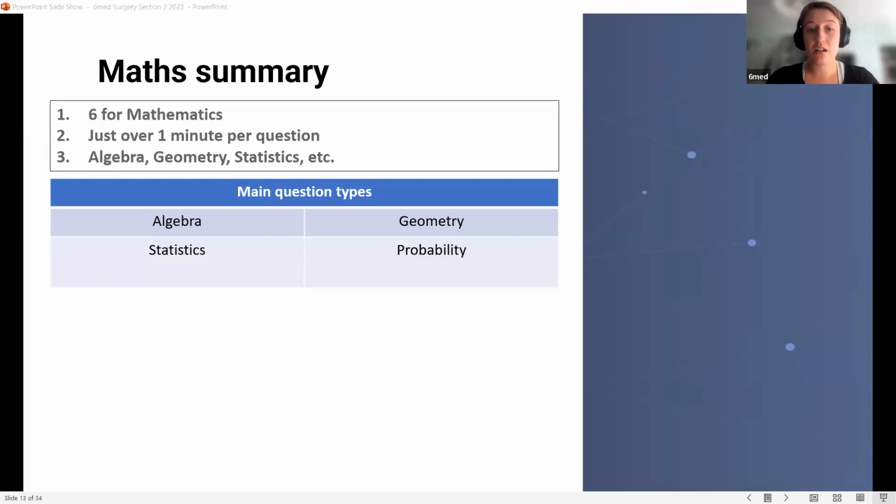Statistics questions and probability are quite interlinked, and they can have some similarities to probability problem solving questions as well. So keep an eye out for those, because sometimes they throw them into section 2, but they look similar to some section 1 questions as well. So keep an eye out for that.